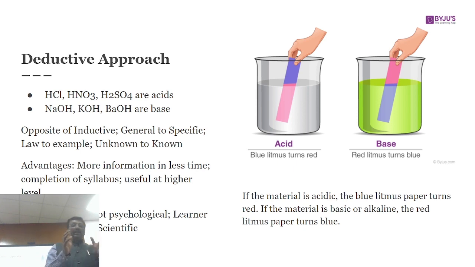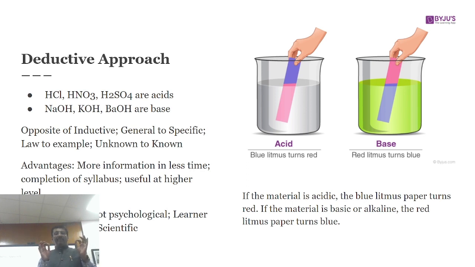So here you are giving the general rule first, then you are giving examples. This is opposite to inductive. It takes us from a general statement to specific examples, from law to examples. The law is not known to the child or learner. From there you are giving examples, unknown to known.